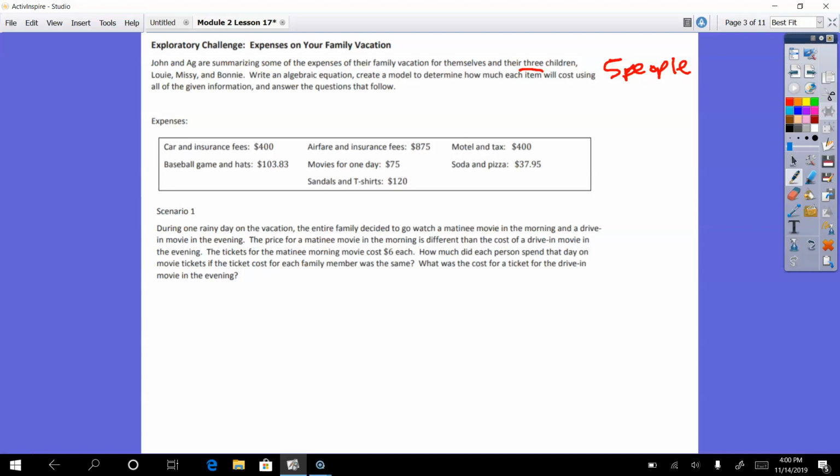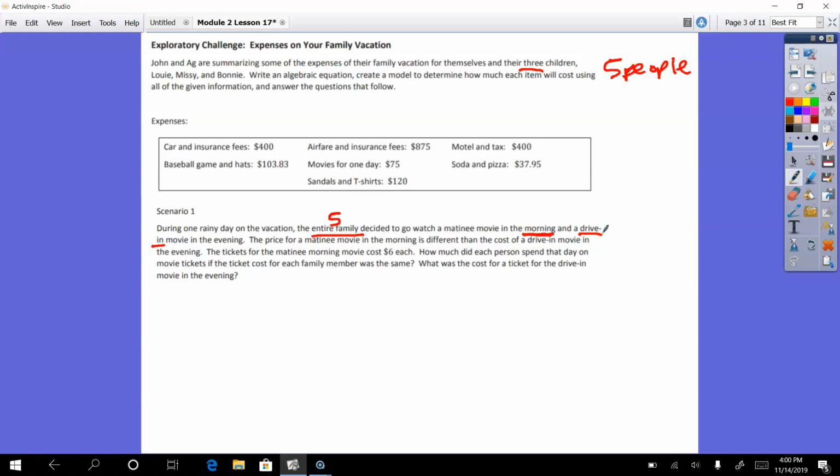So these are the expenses, that's some of our information, as well as there may be information within our scenario. So during one rainy day on vacation, the entire family, that's 5 people, decided to go watch a matinee movie in the morning and a drive-in movie in the evening.